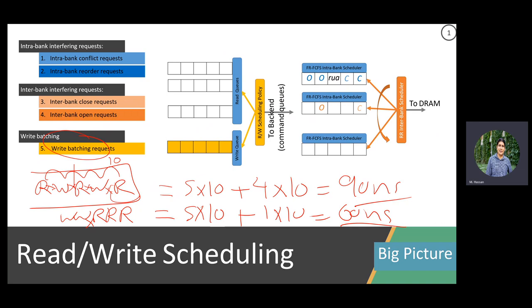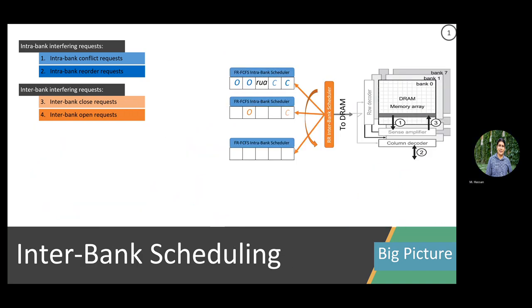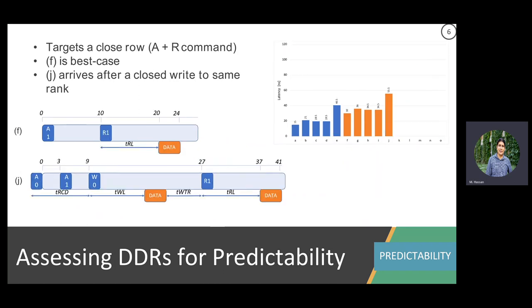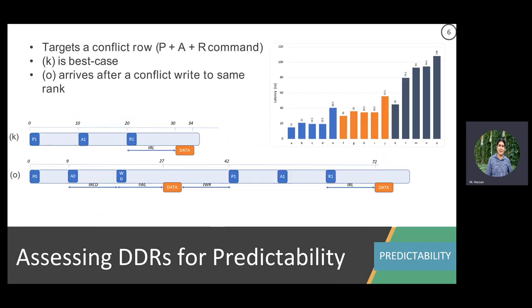For example, if I have a read, what do I assume? I assume it arrives when my previous one was a read, so there is no switching, or my previous one was a write, and then I have switching. Is it open or is it close, right? Does it target the same bank as the interfering request, or a different bank? And for that reason, you can see all the cases we have discussed.